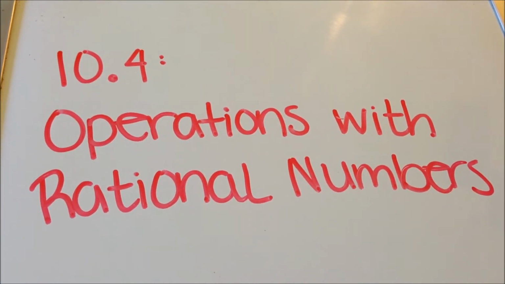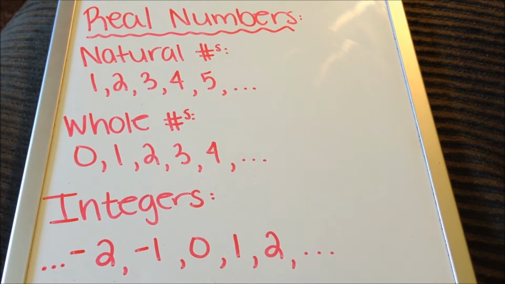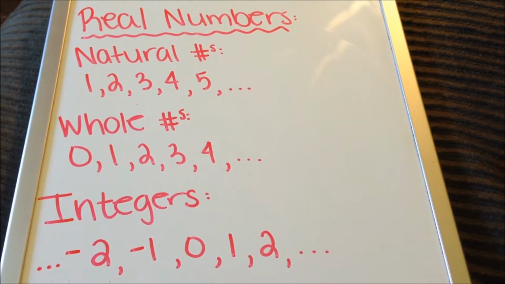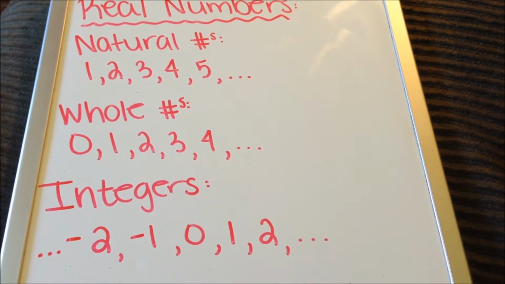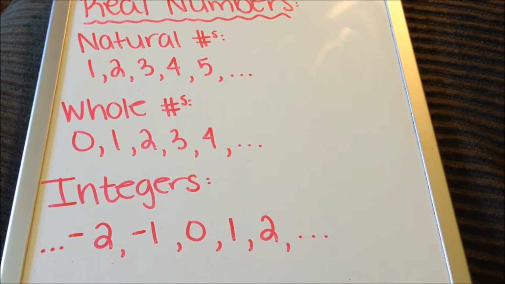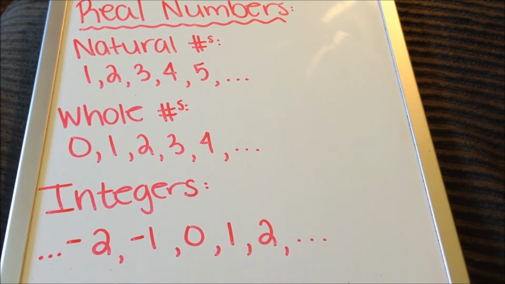Section 10.4, Operations with Rational Numbers. Let's start by talking about the real numbers. The real numbers consist of natural numbers, whole numbers, integers, rational numbers, and irrational numbers. Let's talk about the natural numbers, whole numbers, and integers first.